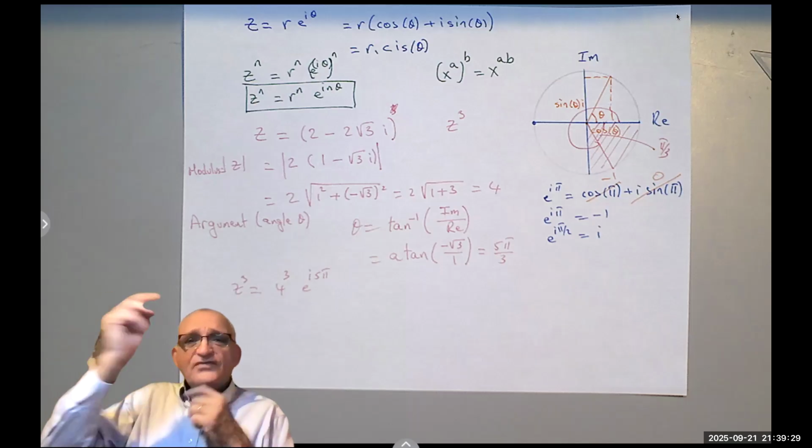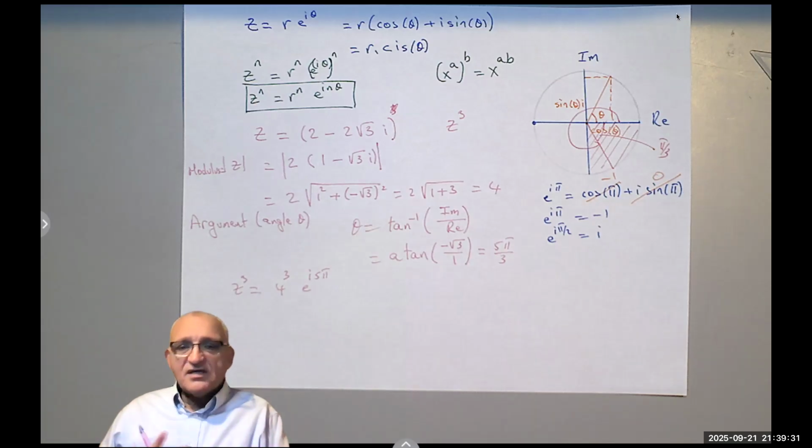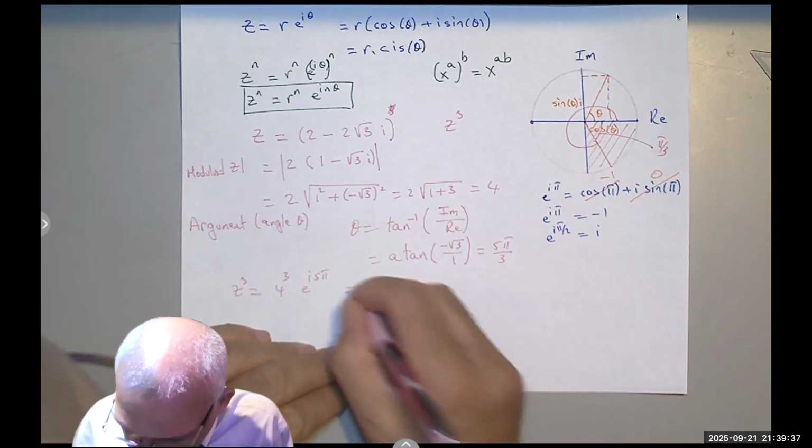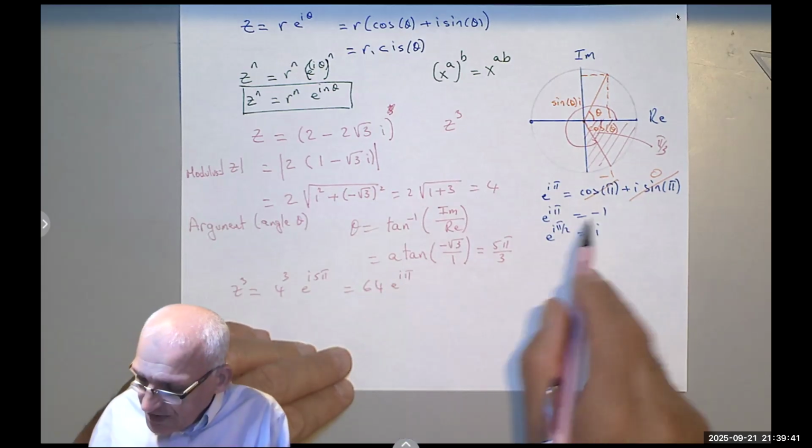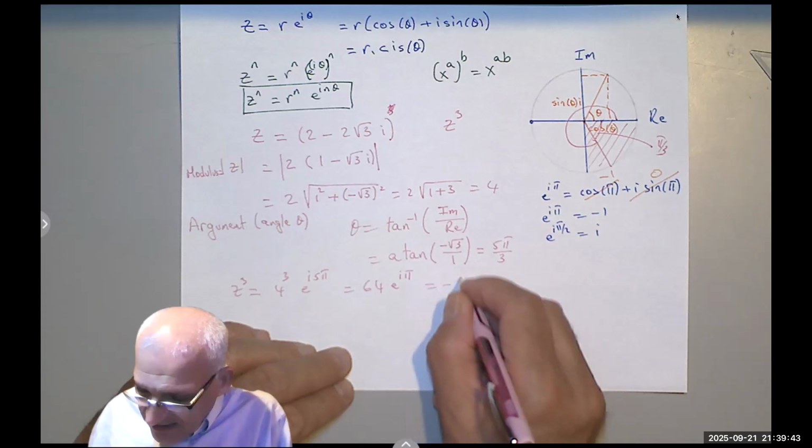I know that every 2 pi, I go back to where I start. So I can subtract multiples of 2 pi. In fact, I can subtract 4 pi. And I get 64 e to the i pi, which we said is negative 1. So I get negative 64.